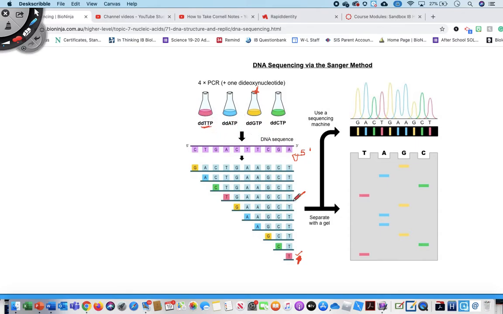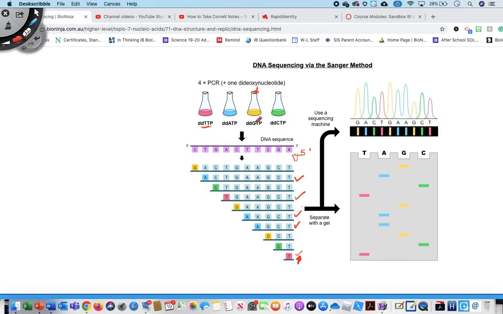For ddATP, okay, I'm going to get my first fragment here. So here I'm copying, right? And anytime I hit a T, I'm going to stop. And I'm going to copy again. I hit a T, I'm going to stop. So I have 2 fragments here, and then right here, again, I have another fragment. So I have 3 fragments here with ddATP.